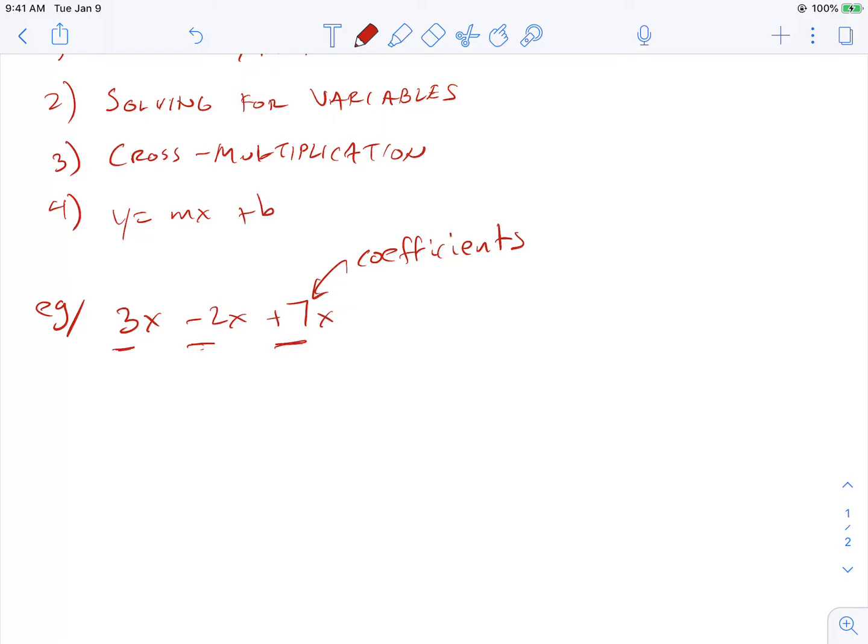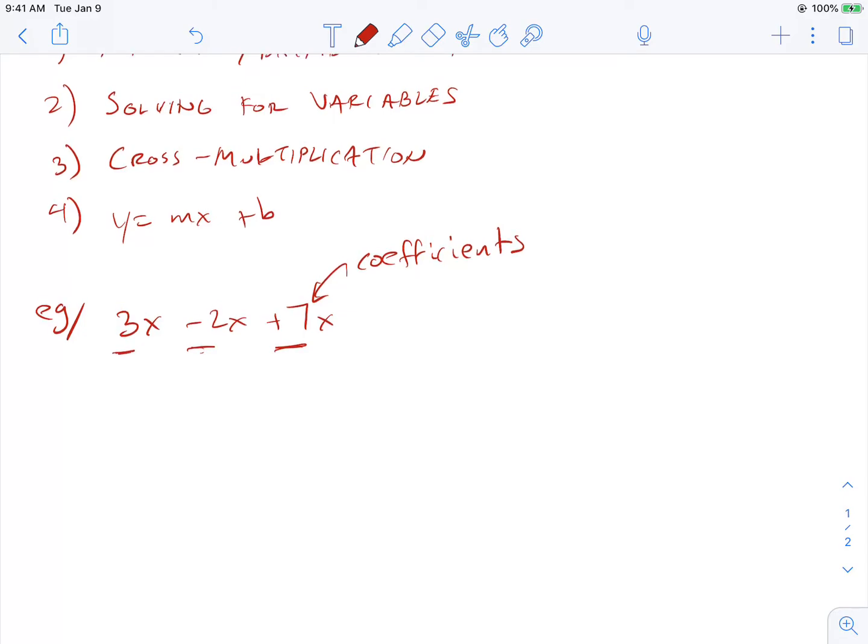So if I ask you to simplify this, basically what we're doing is how many x's do we have? Well, we have 3x minus 2x plus 7x. What you'll do is you'll do 3 minus 2 plus 7. Remember, we're only concerned with the numbers in front. We're only concerned with those coefficients. 3 minus 2 plus 7, so 3 minus 2 is 1, plus 7 is 8. So we end up with 8. But we have to make sure we attach that x to it on the back end. Okay, let's do another one.